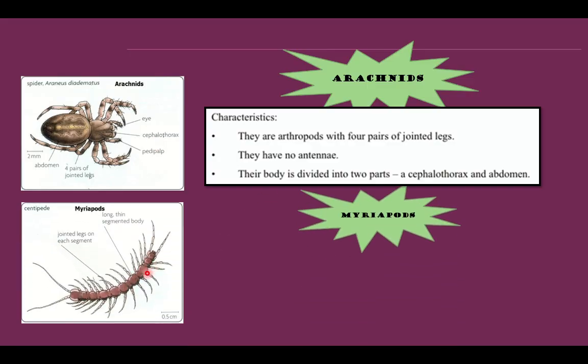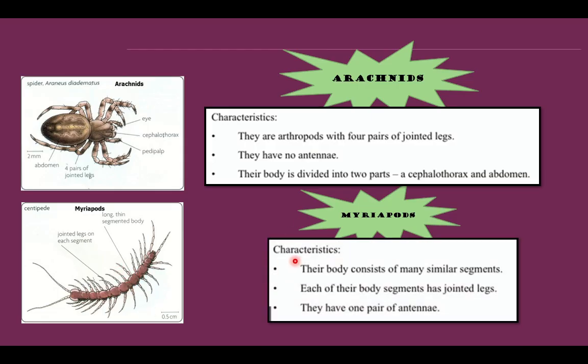As far as myriapods are concerned, you can see that the myriapod's body is divided into many different segments. And from each segment, you can see a pair of jointed legs coming out. Okay, so let's see how we can write the characteristics of myriapods. Their bodies consist of many similar segments. Each of their body segments has jointed legs and they have 1 pair of antennae.